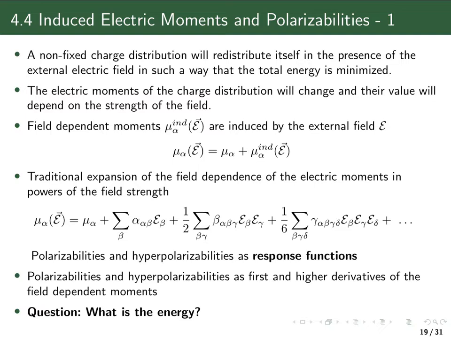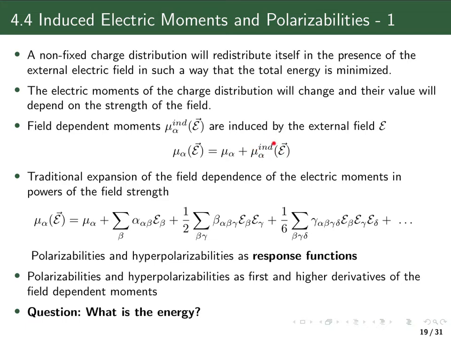If the charge distribution changes, and one calls it polarized, then of course the electric moments of the charge distribution also will change. And their value will then depend on the strength of the field. These field-dependent moments we can then write as the sum of two terms: the permanent moment, meaning the value which the moment has when there is no field present, and a correction term. A correction term which now depends on the field, and this correction term one calls the induced moment.